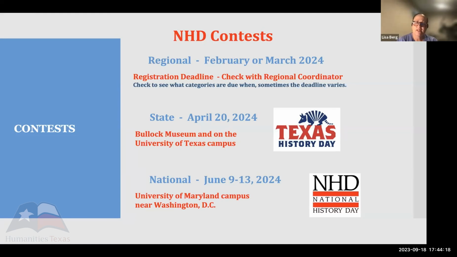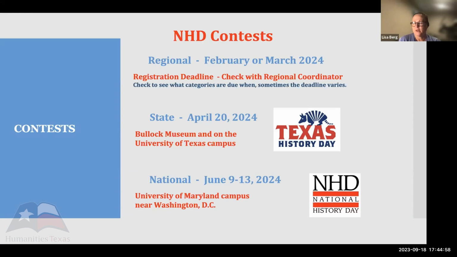The top 2 placers out of each region, out of each category and division, so that's the junior and senior, elementary poster, and then junior and senior, and each category, so all the 5 categories. And then we're talking also about there's a group division and an individual. So the top 2 placers out of all of those go on to state. And the state contest is held in Austin on April the 20th, and it's at the Bullock Museum. That's where the exhibits are. And then the rest of the other categories are held on UT campus.